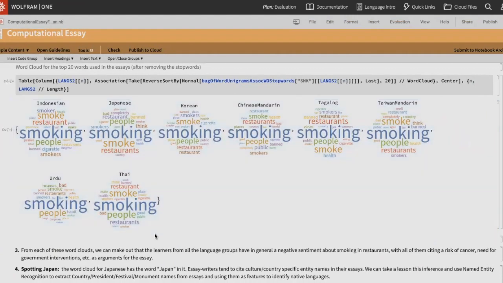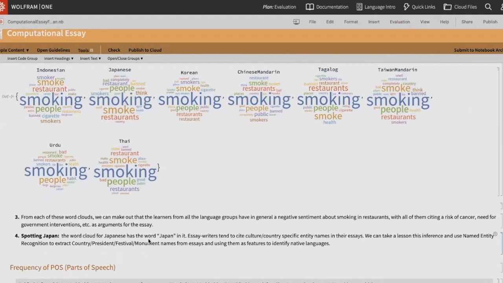And that made me realize that essay writers tend to cite their country and cultural specific entity terms in their essays. And taking a lesson from this inference, I realized that if we were to create a machine learning model for this in the future, then having a named entity recognition pipeline and mapping it to the writer's country could be especially valuable.